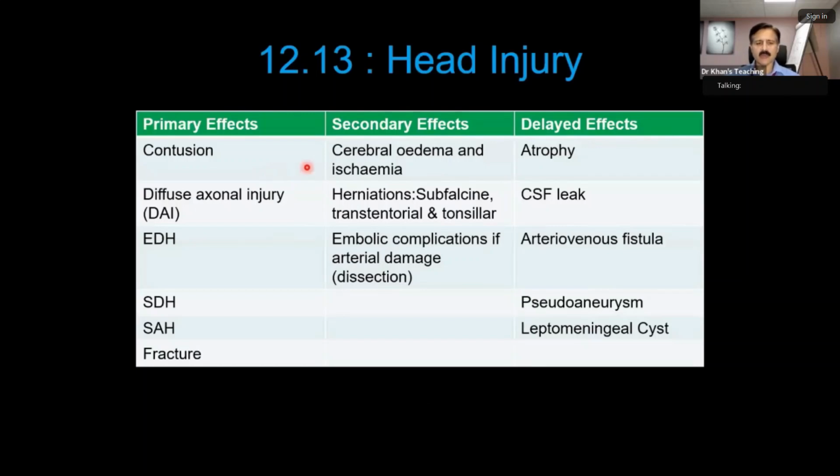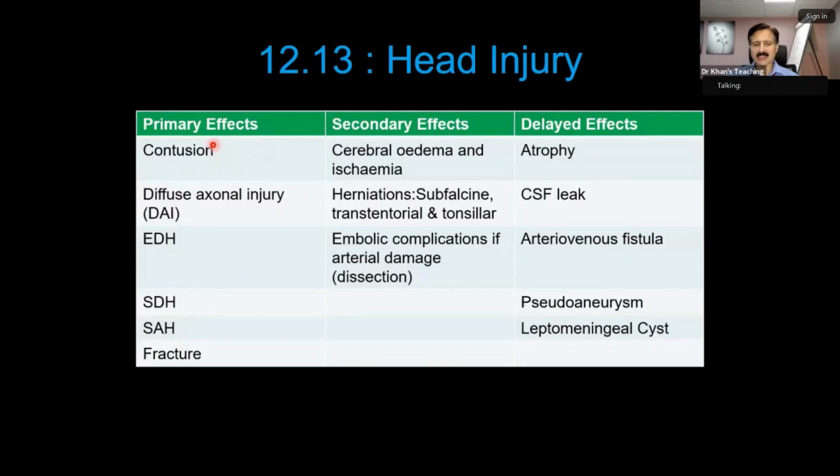The point is you have to be very careful with this concept here. Head injury can be divided into primary, secondary, and delayed effects. Primary is at the time of injury. There are only two types of parenchymal injuries which can happen. One is contusion, and second is diffuse axonal injury. With that, there can be hemorrhages, as in extradural, subdural, subarachnoid. There can be fractures also.